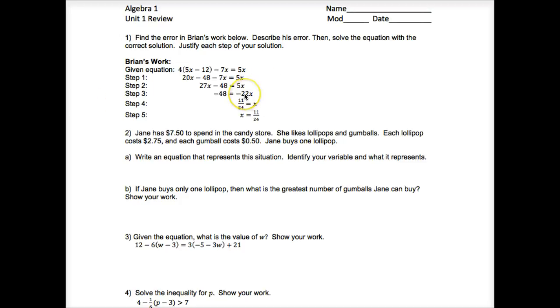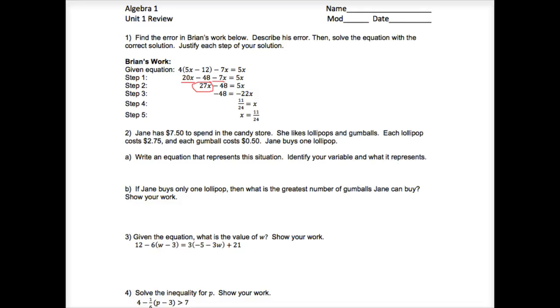In number one, the mistake, as I kind of indicated before, is right here. It's in step 2, because you have 20x minus 7x. So these are on the same side of the equals. Those are like terms, so you just combine them as they are. You do not use opposite operations. So we're not adding 7 to both sides here. We're simply taking 20x minus 7x, which should be 13x.